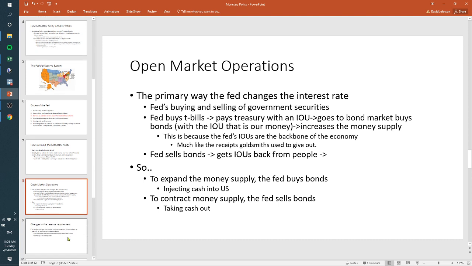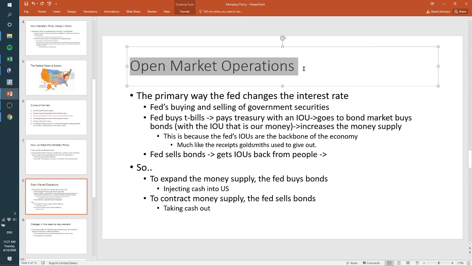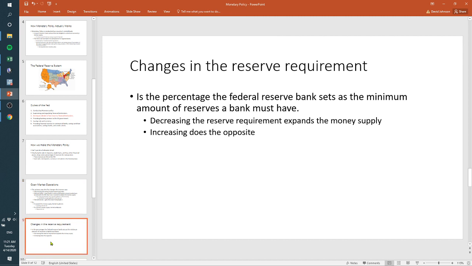All right, this is the first tool of the Fed, open market operations, or the buying and selling of bonds. The second way is changes in the reserve requirement. Now, recall that reserve requirement is the amount of money banks are forced to keep on hand.